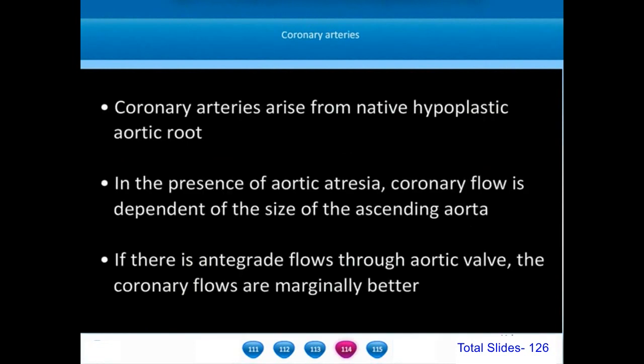Coming to the analysis of coronary arteries in hypoplastic left heart syndrome, the coronary arteries arise from the native hypoplastic aortic root. In the presence of aortic atresia, the coronary flows are dependent on the size of the ascending aorta. So, in aortic atresia, if there is an extremely hypoplastic ascending aorta and the aorta is measuring less than 2 millimeters, it can lead to coronary ischemia, thereby perpetuating ventricular systolic dysfunction. If there is an antegrade flow through the aortic valve, the coronary flows will be marginally better.